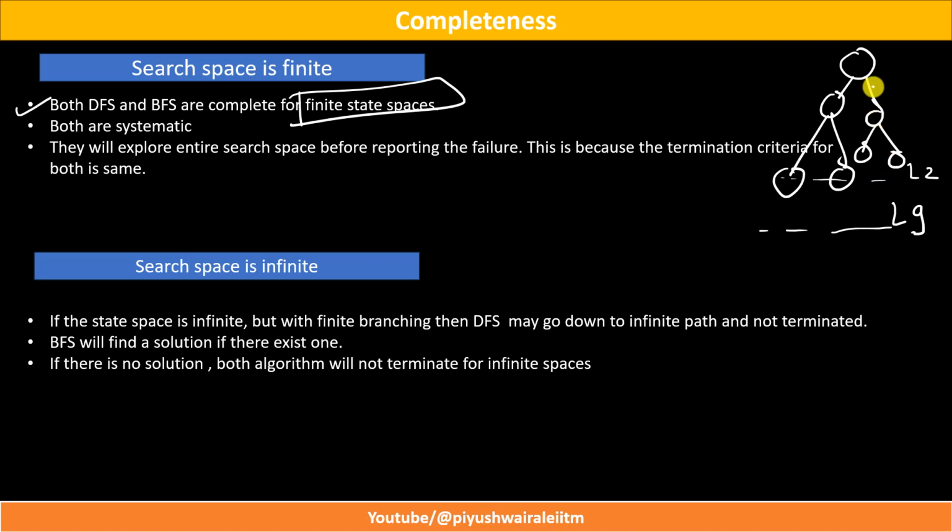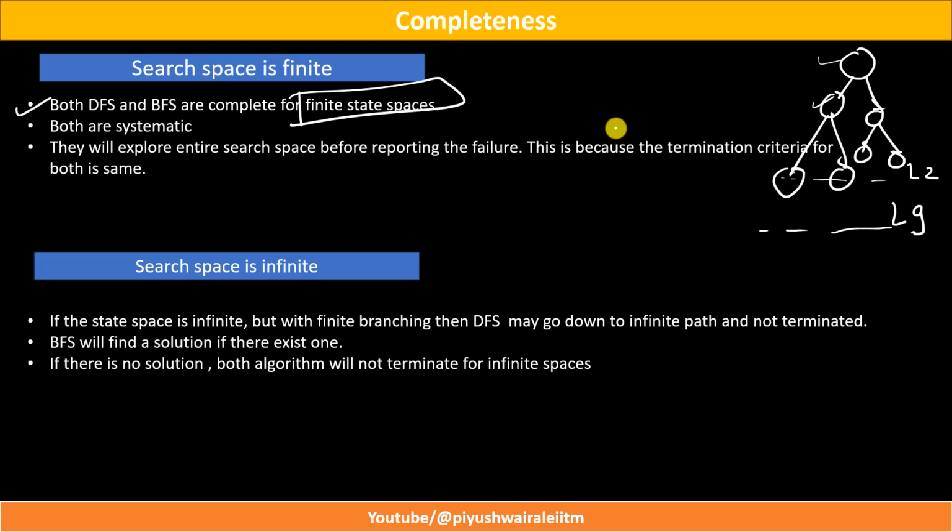So both DFS and BFS will give us the solution. In the case of BFS, it will go level by level. So it will explore this one, this one, this one, like this, it will explore each and every node. So it will give us a required goal state. Same happens in the case of DFS. It will go as deep as possible, then it will backtrack, but it will explore all the nodes, right? So both DFS and BFS will explore all the nodes.